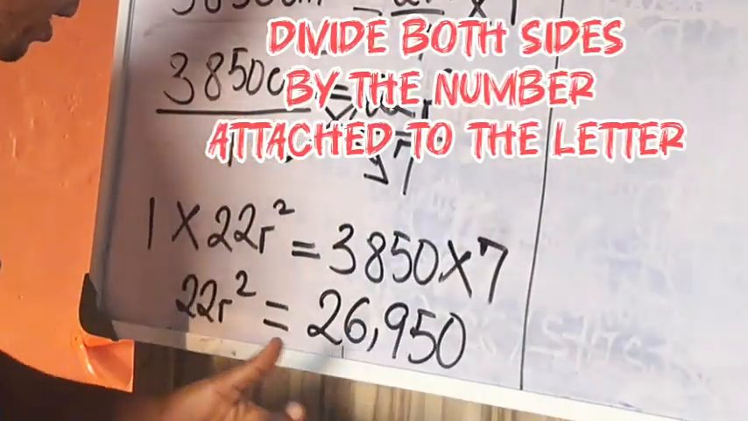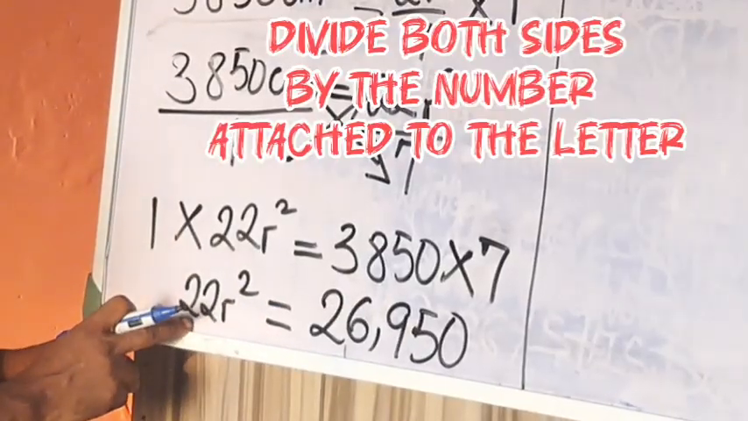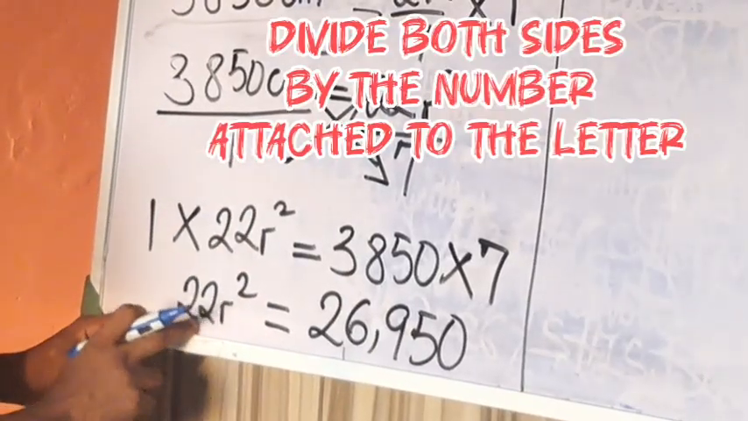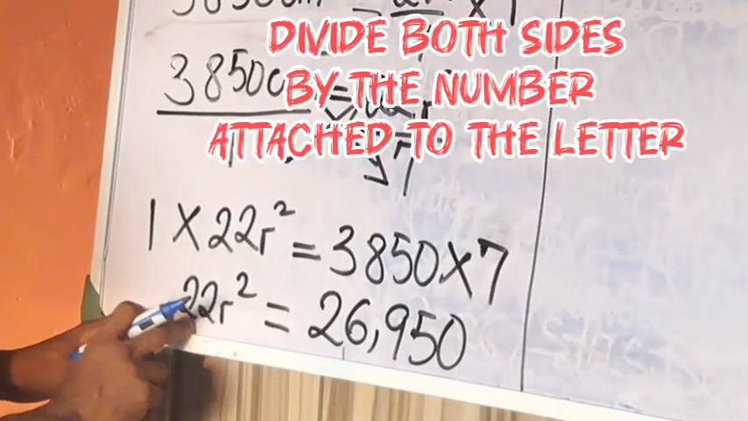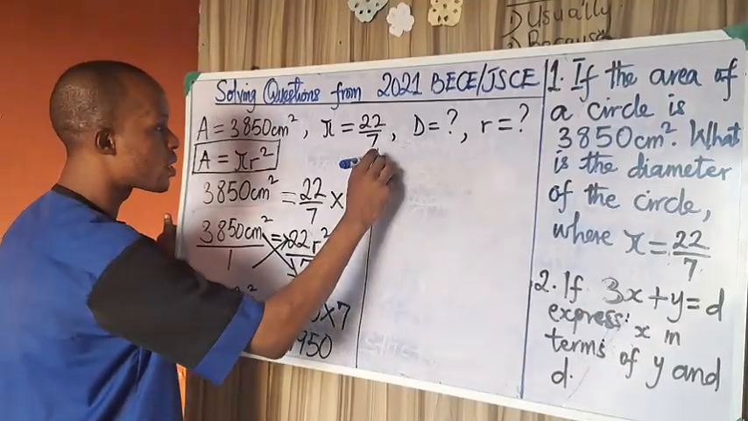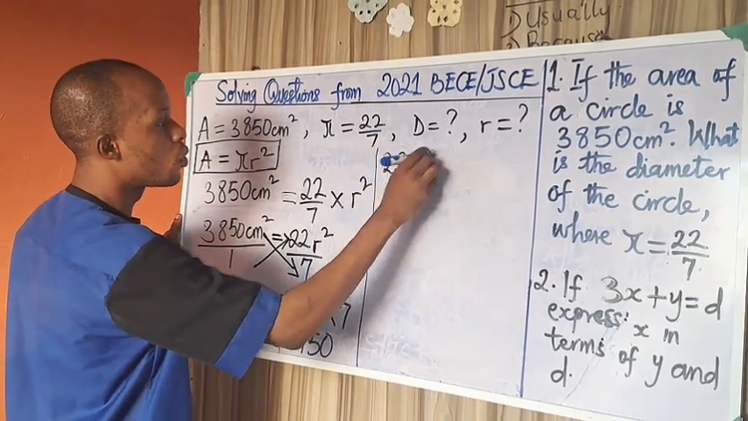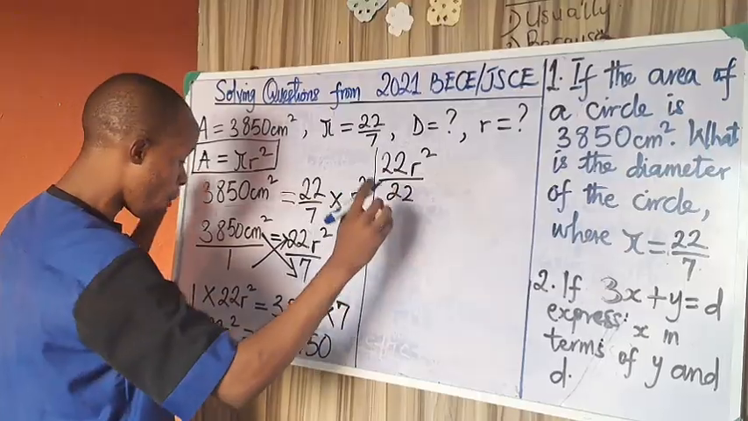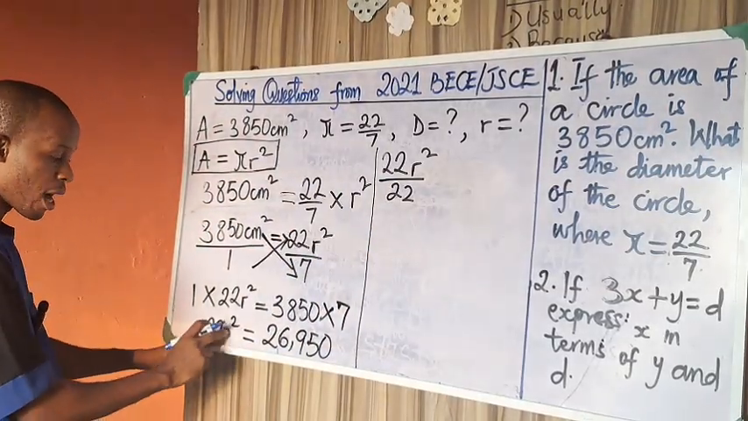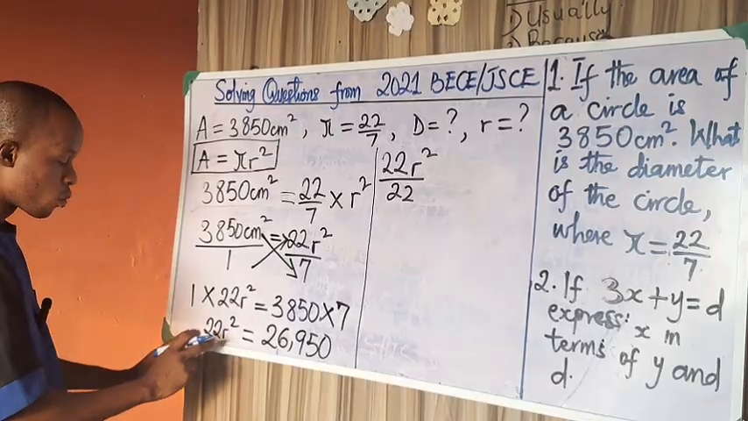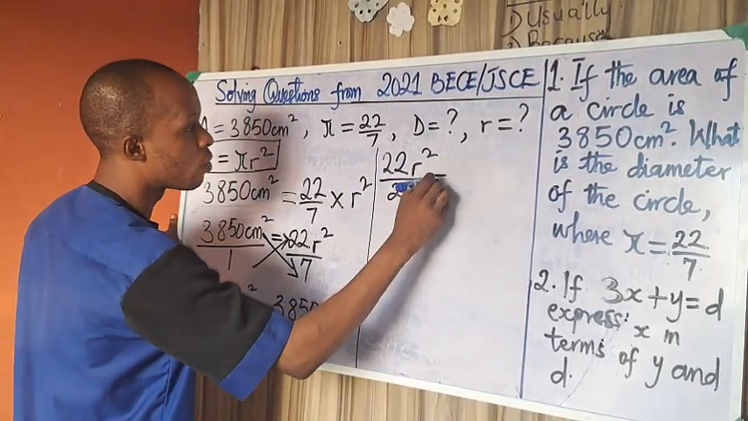We are going to simply divide the two sides of the equation by 22. Why? Because 22 is the coefficient of the radius. So in that case, on this side of the equation we have 22r squared divided by 22. Don't forget, we are dividing both sides of the equation by the coefficient of r squared, radius squared, which means 22.